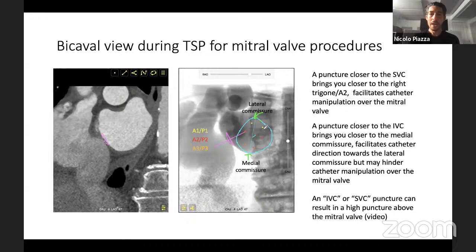Okay. So when you do your bicaval puncture, as you're moving superior to inferior, what you're doing is you are hovering across the medial to lateral commissures. Very important. Below these commissures, right below, you have the papillary muscles. The papillary muscles are towers that sit below the lateral and medial commissures.